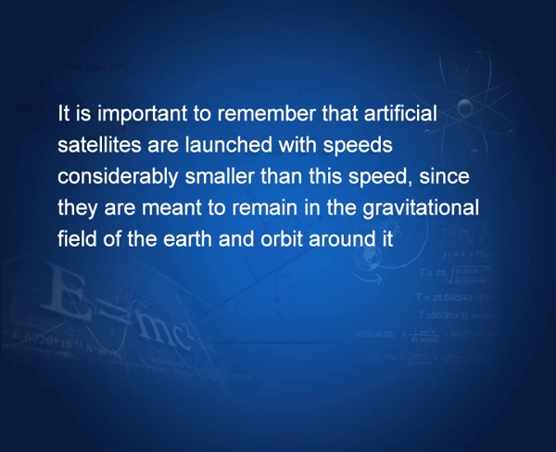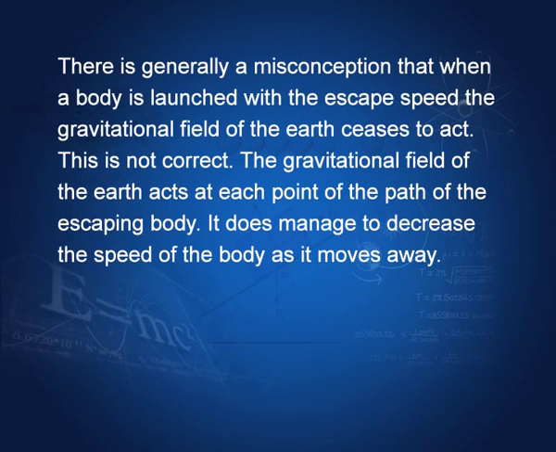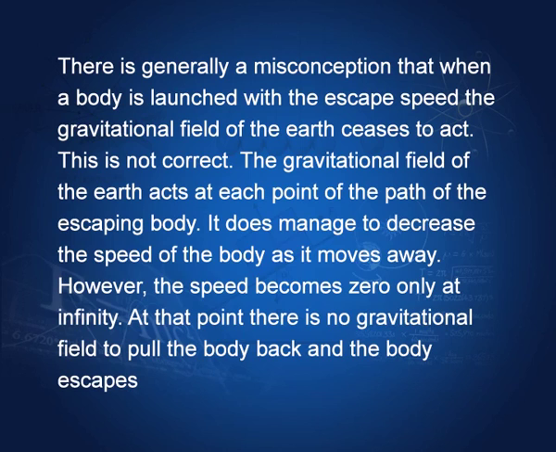Remember that artificial satellites are launched with speeds considerably smaller than this speed. Why? We do not want them to escape the gravitational field of the earth. We want them to be bound to the earth and revolve around the earth. There is generally a misconception that when a body is launched with the escape speed, the gravitational field of the earth ceases to act. This is not so. The gravitational field of the earth acts at each point of the path of the escaping body, because it decreases the speed of the particle. However, the speed becomes 0 only at infinity. At that point, there is no gravitational field to pull the body back, and the body escapes.